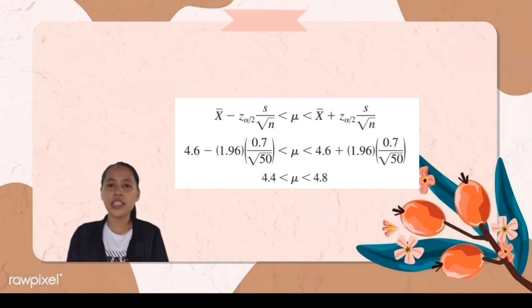Substitute: 4.6 minus the quantity of 1.96 times the quantity of 0.7 over square root of 50 is less than mu, and mu is less than 4.6 plus the quantity of 1.96 times the quantity of 0.7 over square root of 50. The answer is 4.4 is less than mu and mu is less than 4.8. Notice that the 95% confidence interval of the population mean does not contain the hypothesized value mu equal to 5. Hence, there is an agreement between the hypothesis test and the confidence interval.